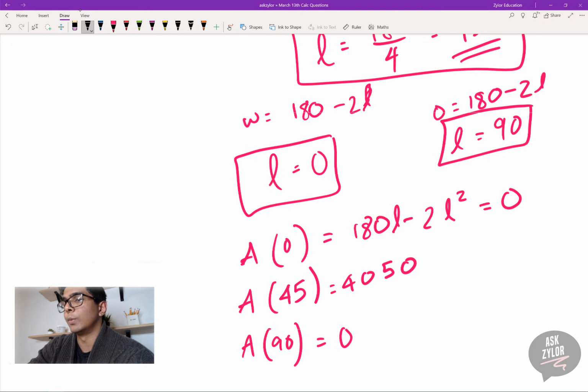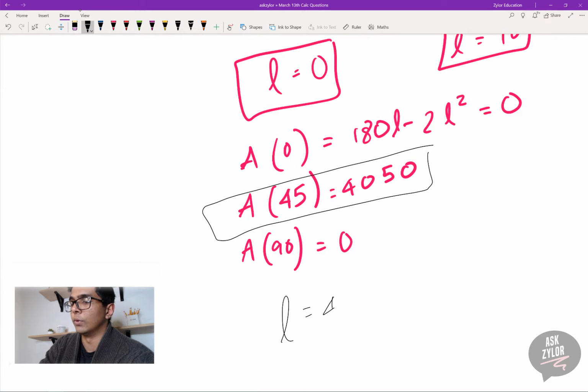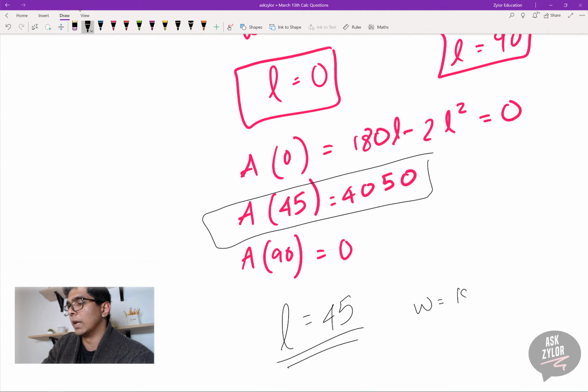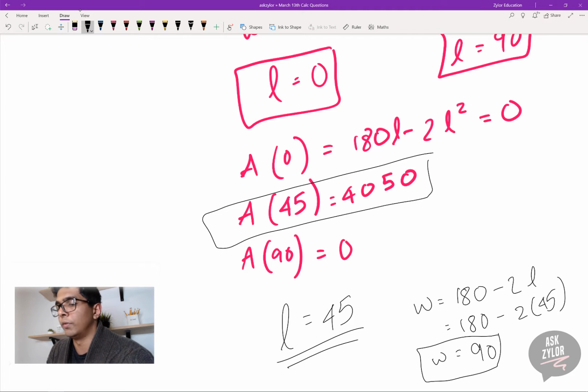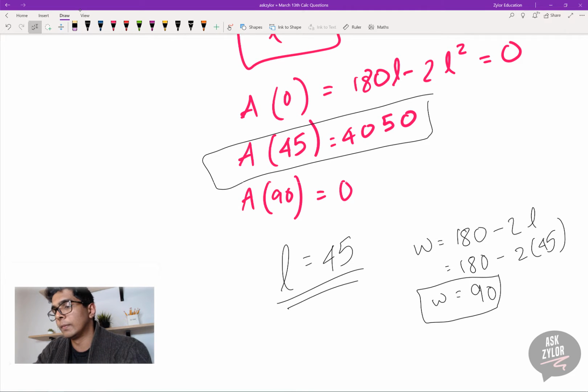So what's my maximum number? It's going to be when A is equal to 4050 and when my length is equal to 45. So if my length is equal to 45, what's my width? I came up with an equation before. It's 180 minus 2L. So that's simply going to be 180 minus 2 times 45, which is going to be 90. So I have my dimensions for Farmer Ben's pen. My length is going to be 45, my width is going to be 90.